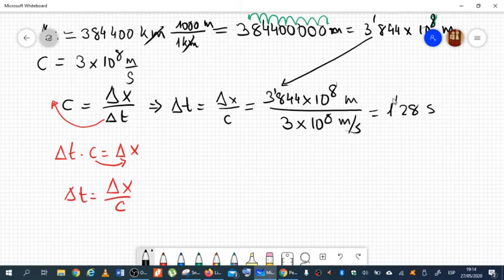So when we look at the moon, when we see the moon, we are really watching what happened 1.28 seconds before. Do you understand?